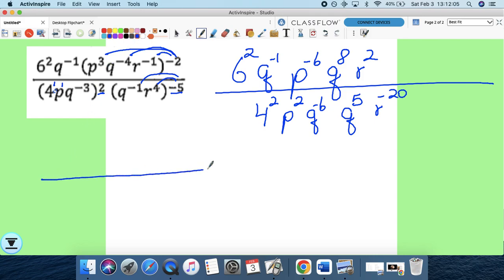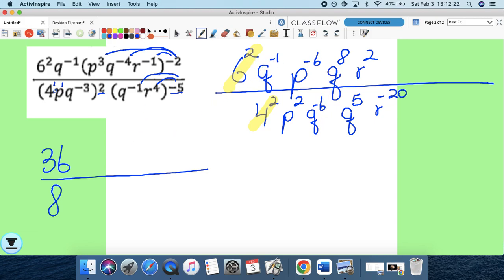Let's move on. Let's do the coefficients. 6 to the 2nd power is just 36. 4 to the 2nd power is just 8. So this and this is done. There is some traveling, right? There's some movement here. So let's take care of q.